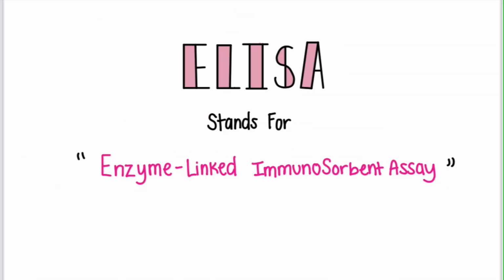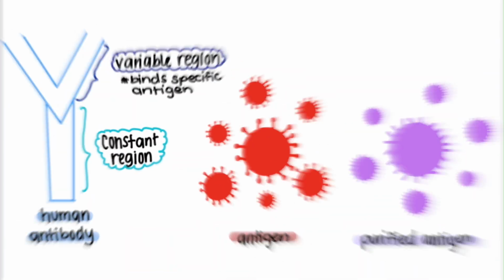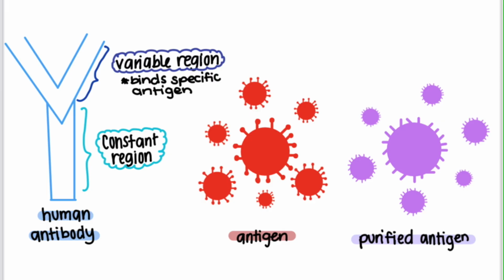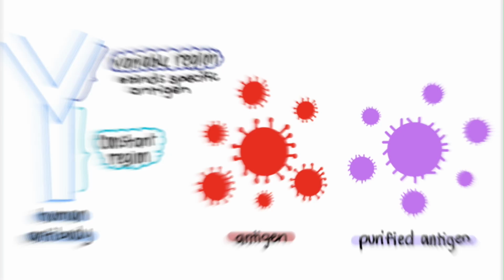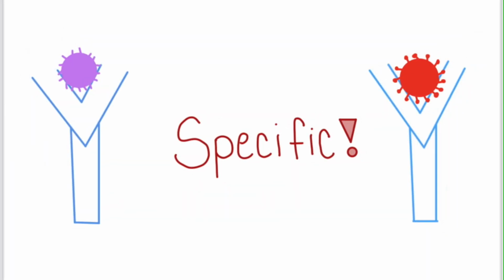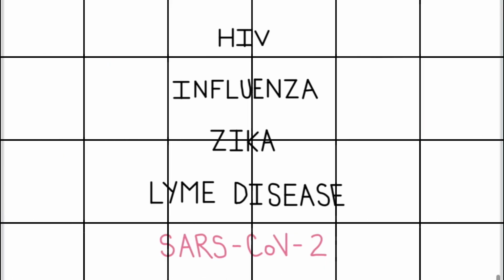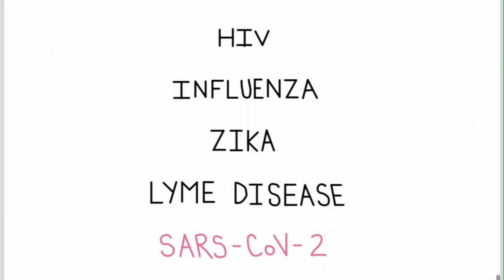ELISA stands for Enzyme-Linked Immunosorbent Assay. ELISA is a laboratory technique that uses antibodies to detect specific proteins, known as antigens, in a patient sample. Because every antibody binds to only one unique antigen, ELISA tests are highly specific and widely used to detect diseases. These diseases include HIV, influenza, Zika, Lyme disease, and now SARS-CoV-2.